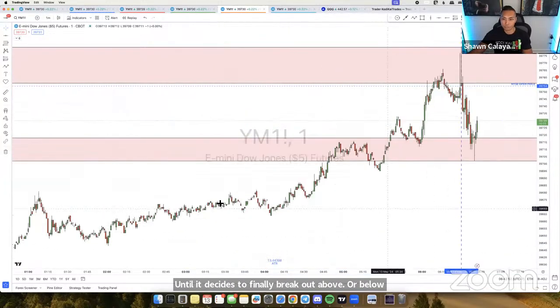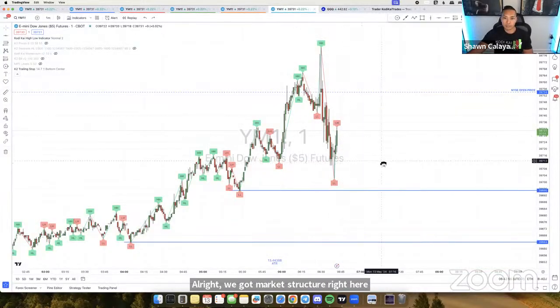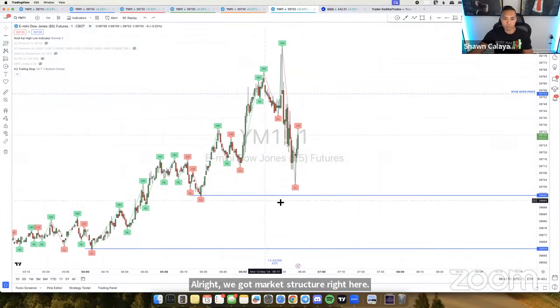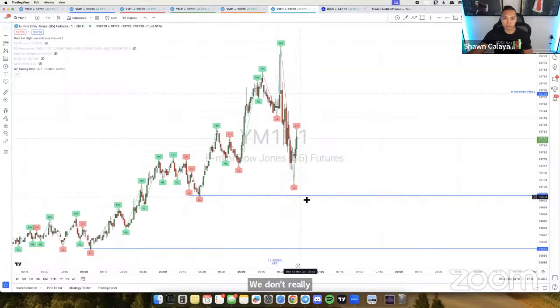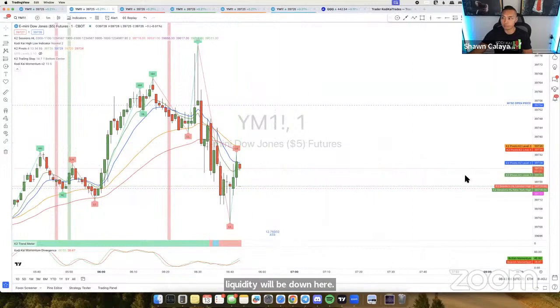All right, we got market structure right here. We don't really have much liquidity. Liquidity is down below here. So if price decides to continue dropping, the liquidity will be down here. Otherwise, we'll see if we can catch some trades in between this area here.